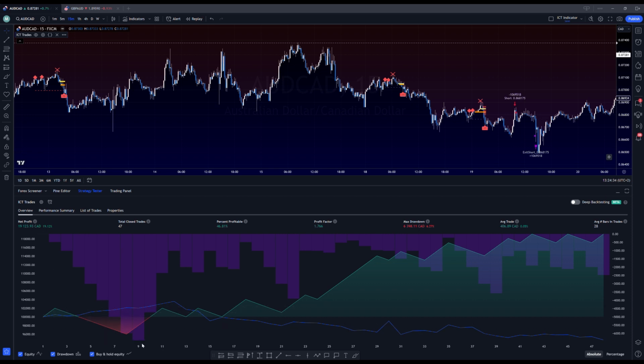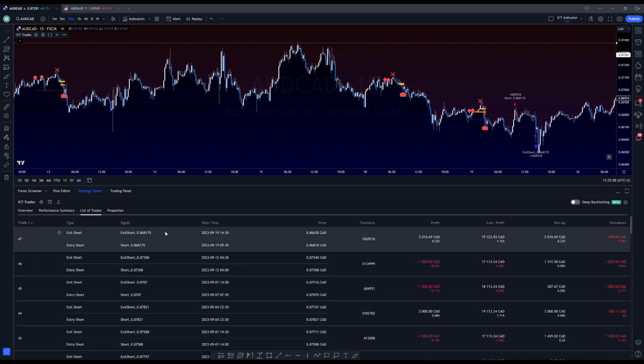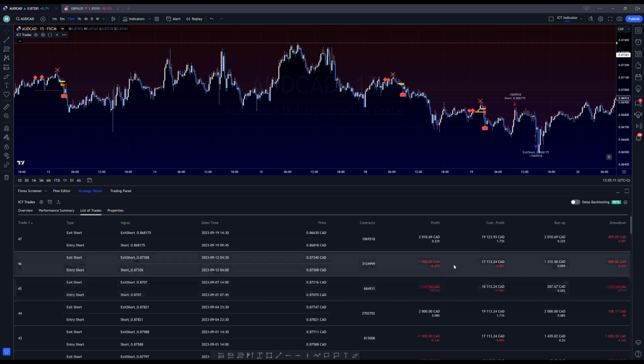Here you can see some chart where this is the number of trades, and this is probably balance or something like that. So you can see a nice chart here of your balance or equity moving by time. Here you can see some more detailed performance summary, gross profit, gross loss, max drawdown, max run up, and so on. And here you can see the full list of all the trades.